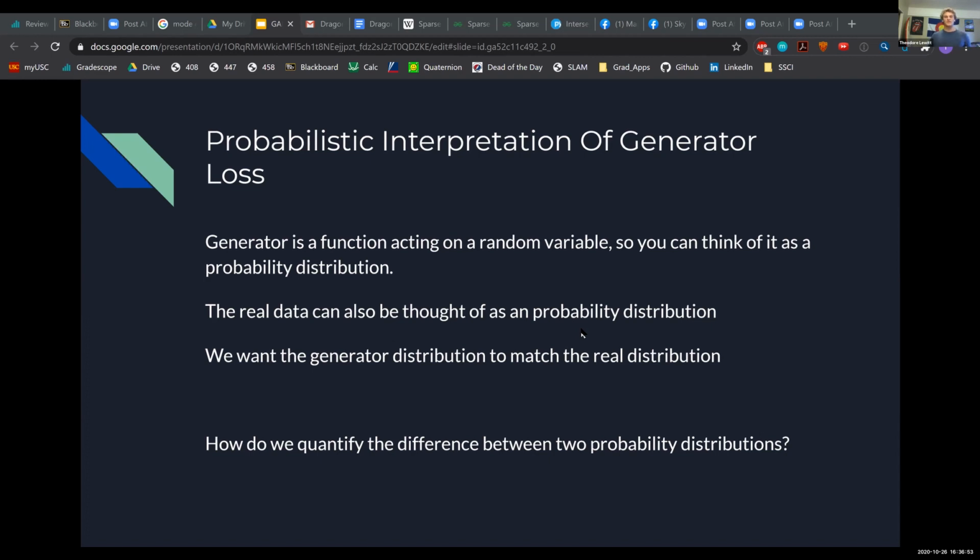And so let's take a step back and bring this down to a much easier level. How do you quantify the difference between two probability distributions? So if you have a normal distribution and a uniform distribution, how do you quantify the difference? And this is a question to you guys. How would you go about finding the difference between two probability distributions?